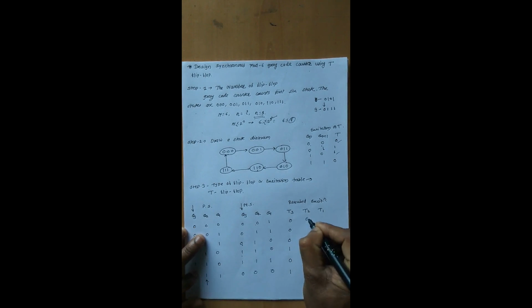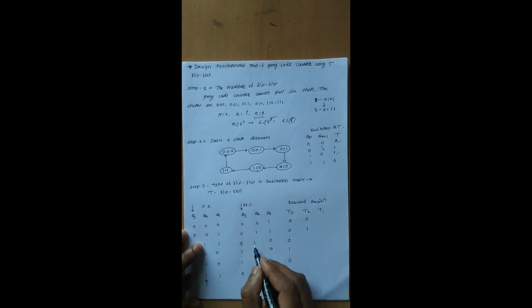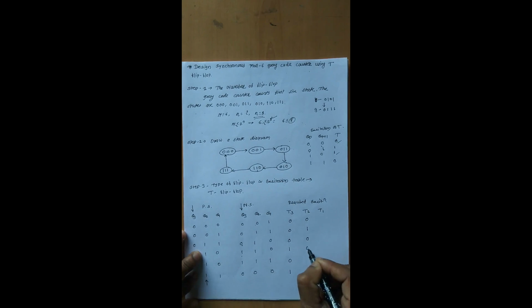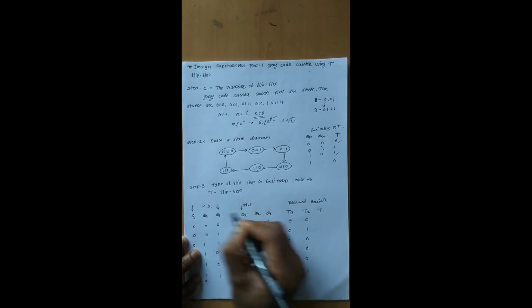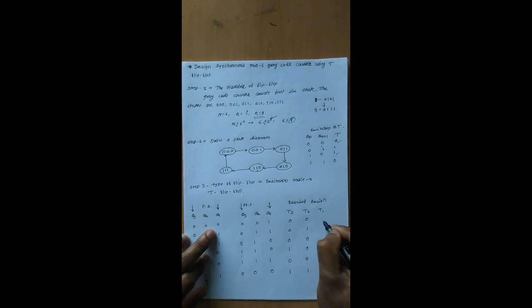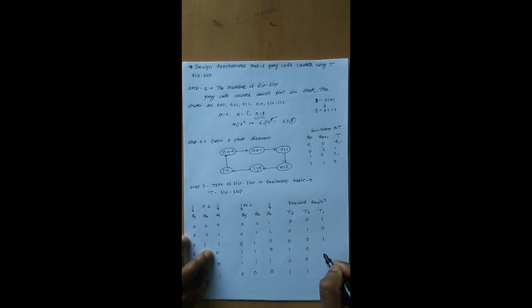For T2, we will consider this column with the next state. Both are 0, so 0. For 0-1, 1. For 1-1, 0. For 1-1, again 0. For 1-1, 0. For 1-0, 1. Then next, for Q1: 0-1, 1; 1-1, 0; 1-0, 1; 0-0, 0. This is 0-1, 1; 1-1, 0. These relate to T1. I hope you understand the excitation table which is required for the implementation of the mode 6 counter.